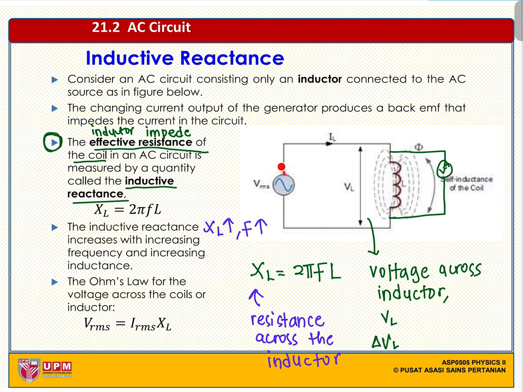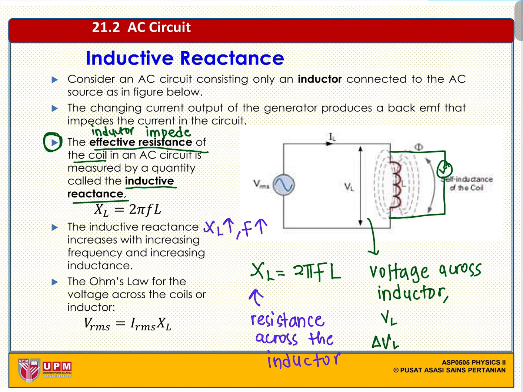Bila source ni mengalirkan current, bila current tu increase, awak punya inductor ni dia nak melawan. So, dia akan hasilkan voltage induced EMF yang menghalang current tu daripada nak menaik. So, apabila frekuensi awak laju, makin cepatlah awak punya induced EMF tadi terhasil. So, makin cepat, makin tinggi dia punya resistance.